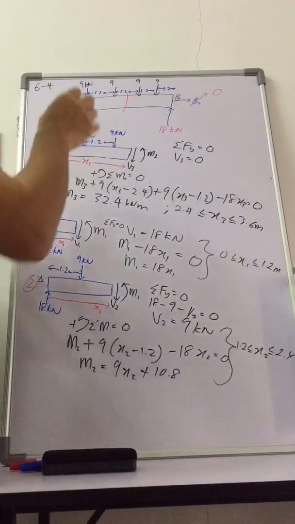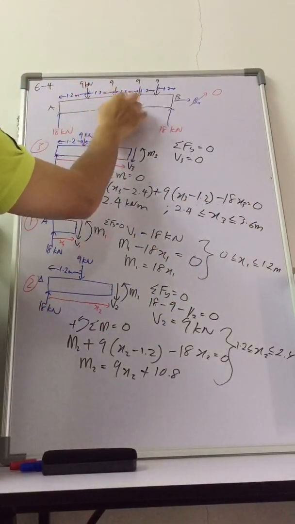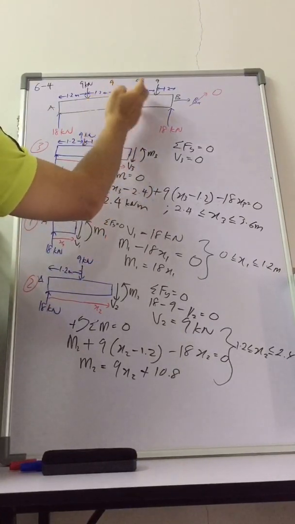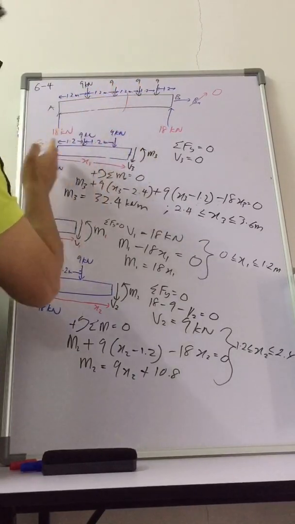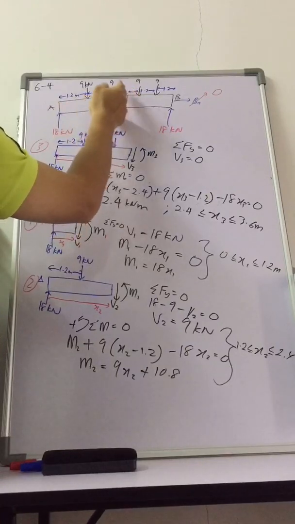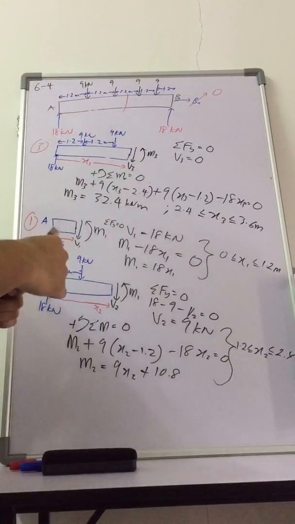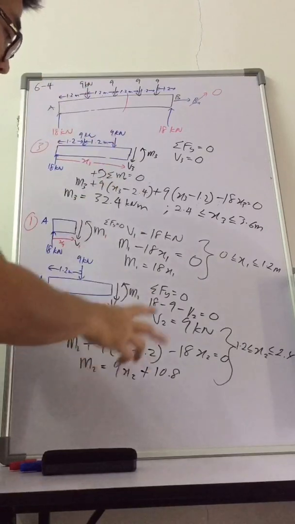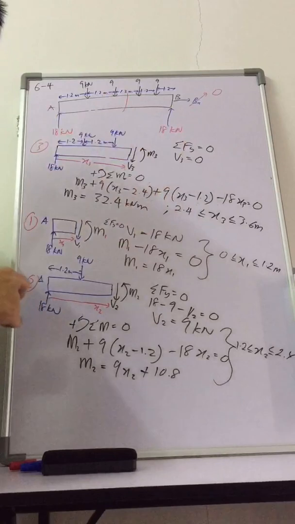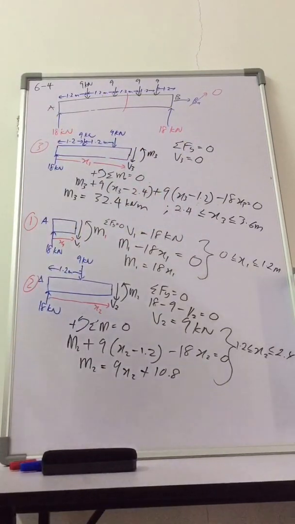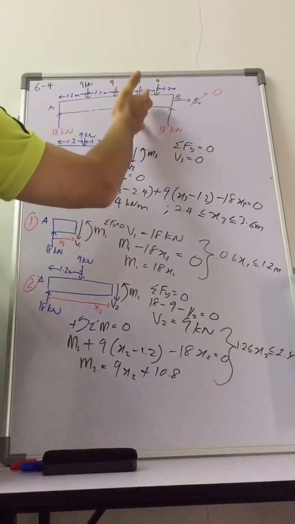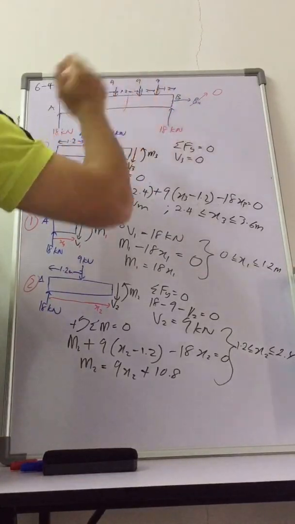Why? 1.2, 1.2 here. So the section X3 is between this and that, which is 2.4, because we measure X3 from the left, from the very end, 2.4 until 3.6. Right? So you have the three equations. Okay? So you can go on. I mean, actually you have to go on. Cut here and find the equation, cut here, find the equation.